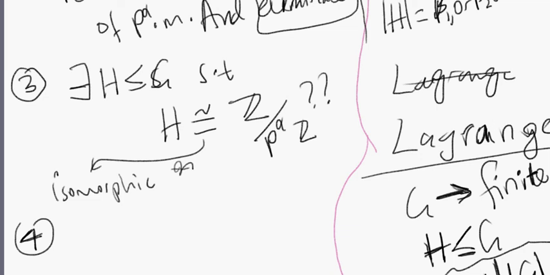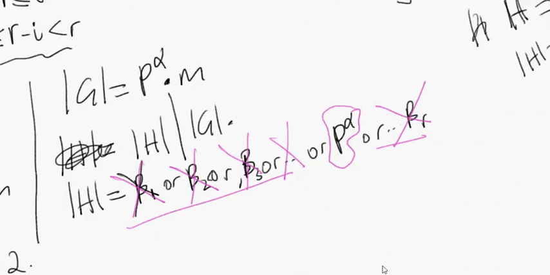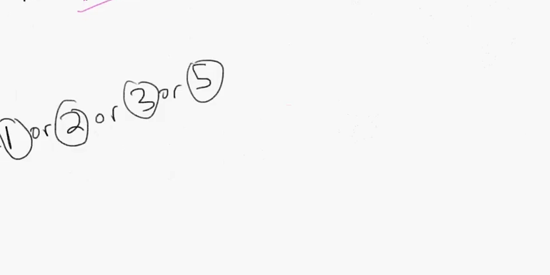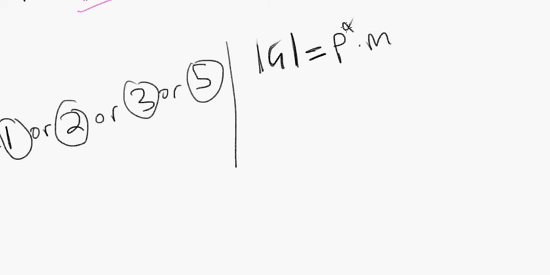Okay, well, we notice that one thing we're also being told is that the order of the group G is equal to P to the alpha times M. And we're being told that the GCD of P and M is 1. That is, P and M have no factors in common.